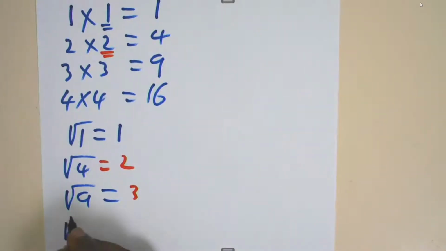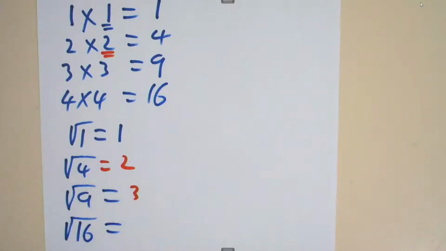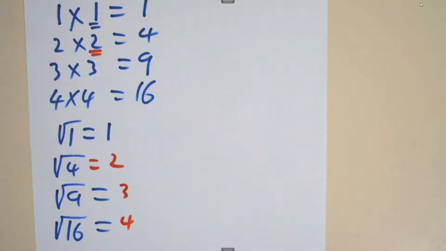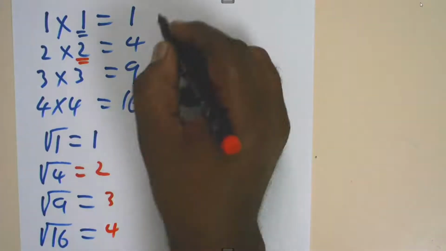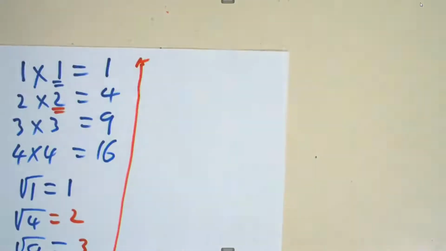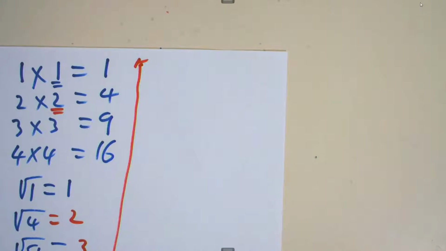Square root of 16. What forms your number 16? It's a 4. Therefore, square root of 16 is 4. Right? It's a square and a square root. Same applies here.